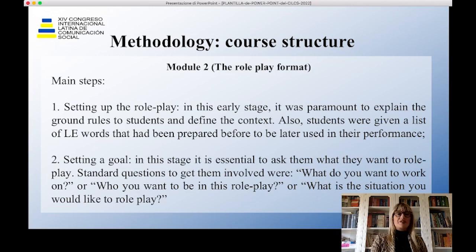The second step is setting a goal. What counts in this stage is to ask them if they want to role play and what they want to role play. So we can use some standard questions like what do you want to work on, who do you want to be in this role play, or what kind of situation you would like to role play. What happens is that the shyest students are more reluctant to act and be immediately involved in a role-play situation, so we can ask some volunteers to take the action.